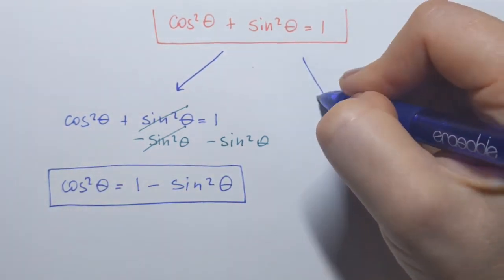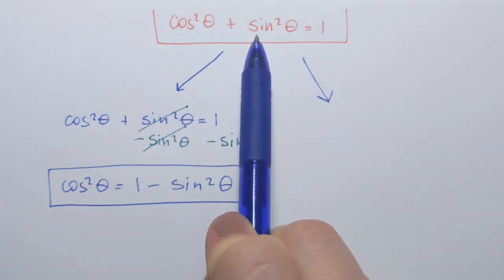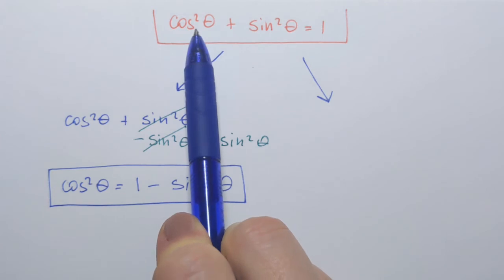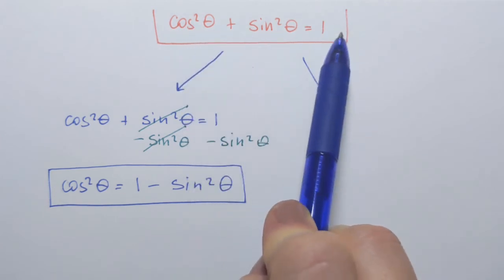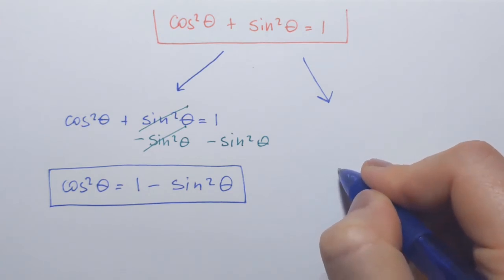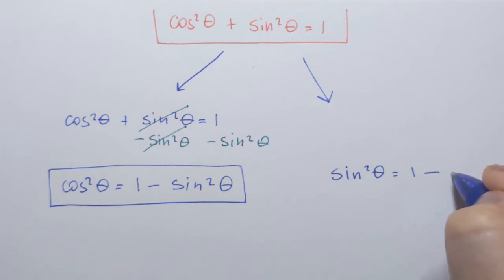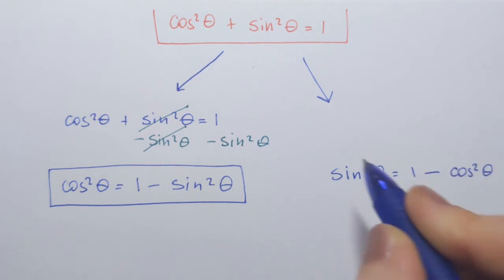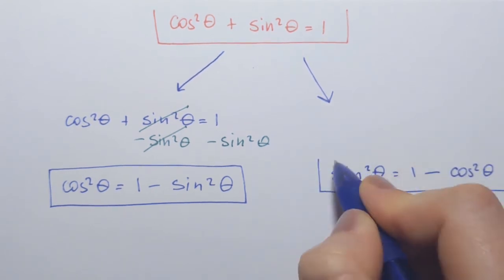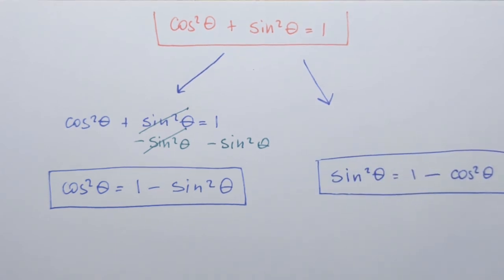And you may guess that getting sine squared of theta by itself is pretty much the same thing, right? We'll have to subtract cosine squared of theta from each side. I'm going to skip those steps, but from there, I will get the following. Sine squared of theta equals 1 minus cosine squared of theta. Like that. So those two come very useful in certain situations.